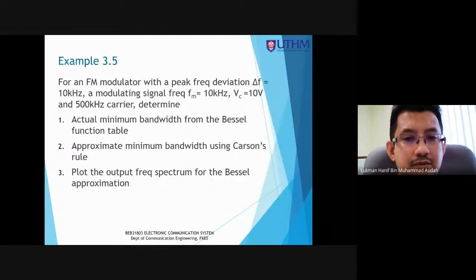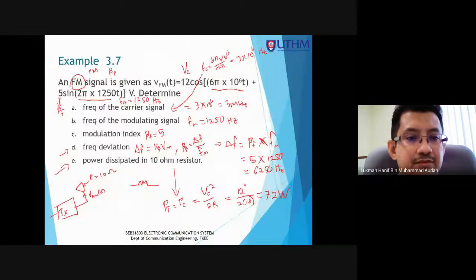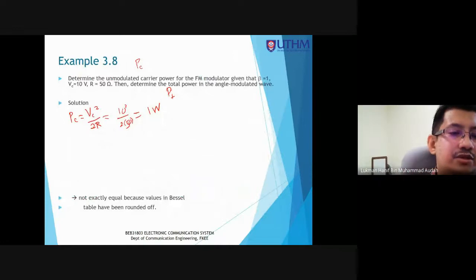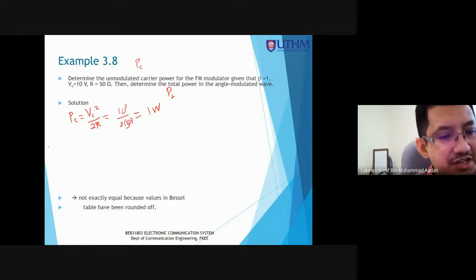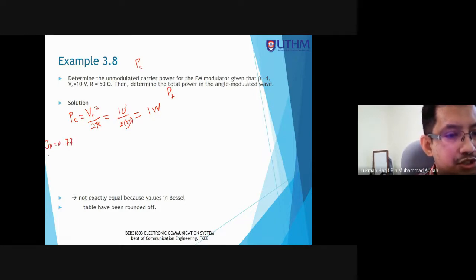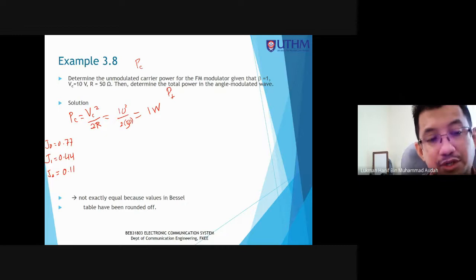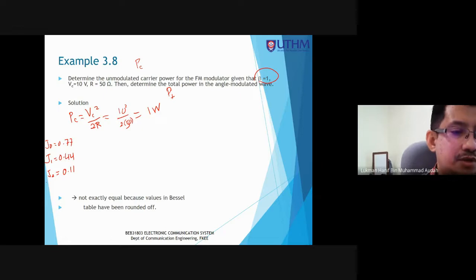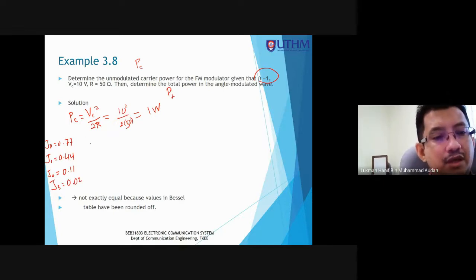So that means we're going to have J0. J0 is equal to 0.77, J1 is equal to 0.44, J2 equal to 0.11. These are from the Bessel table for beta equal to 1. And J3 is equal to 0.02. So from here you can calculate the total power.